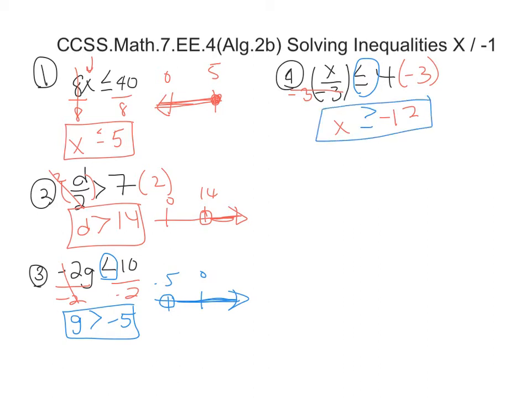And to graph that, we have 0, negative 12, and it's equal to, so we fill it in here, and it goes this way. Okay. So a little bit tricky. Don't forget the trick. It's not really a trick, but by multiplying and dividing by a negative, you're doing the opposite.